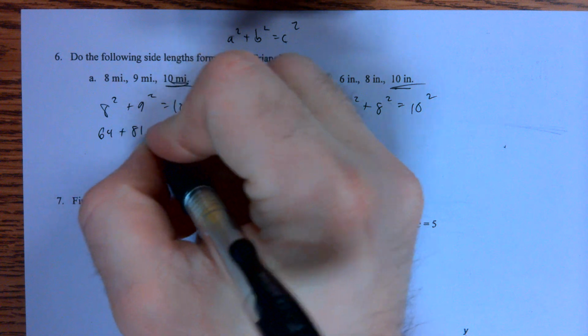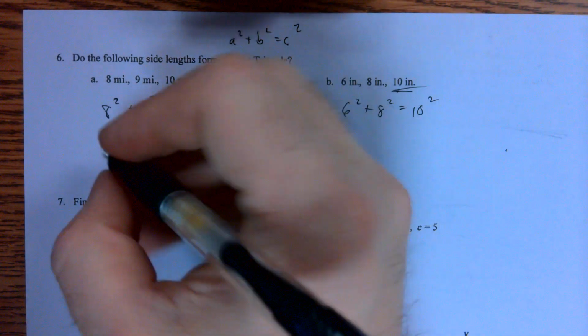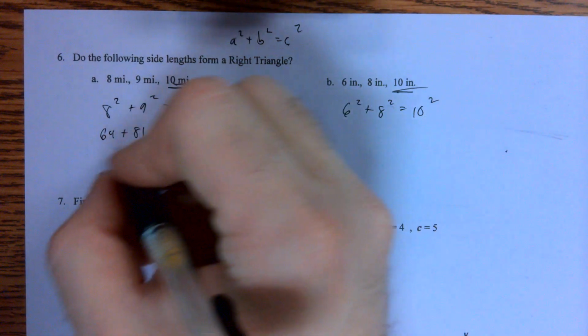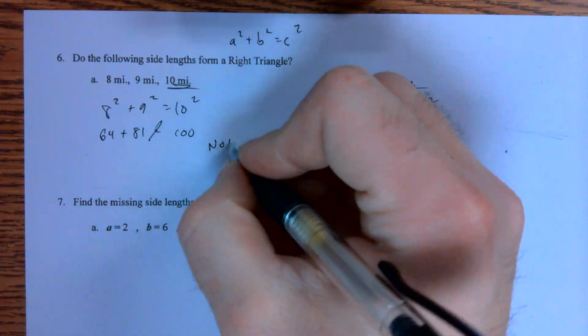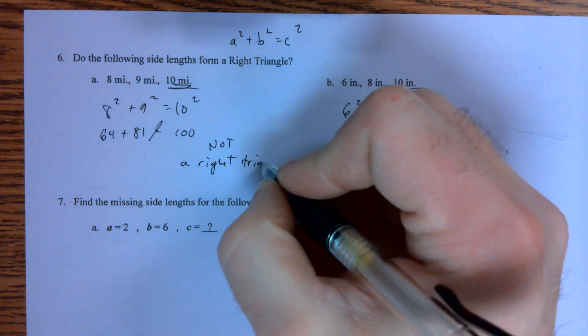64 plus 81 equals 100. That's definitely not going to work. That gives me something way more than 100. So this is not a right triangle.